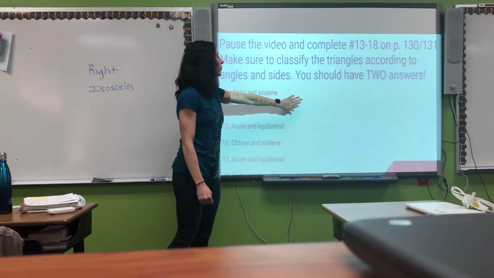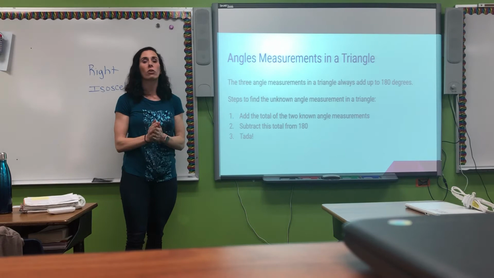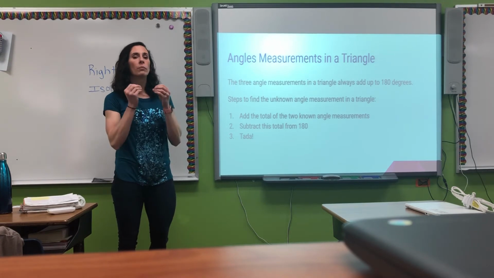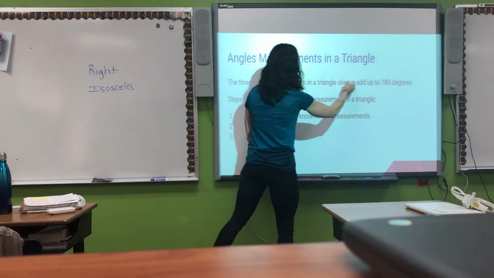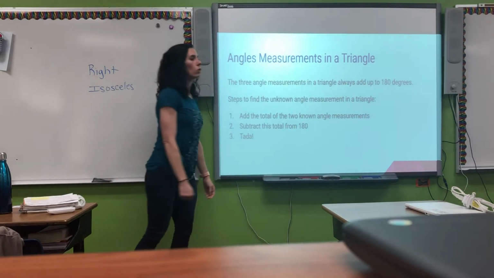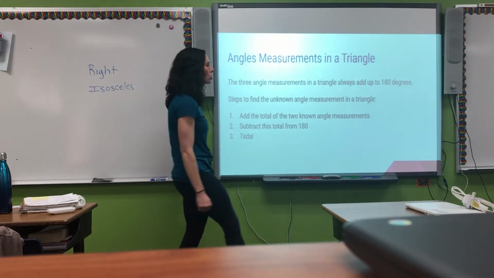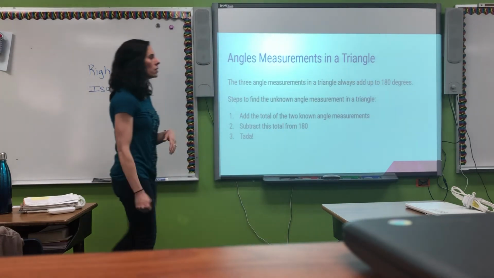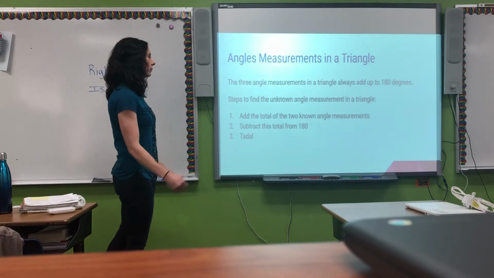All right, the next part of what we're going to do today is the angle measurements in a triangle. Here's the really important thing you have to have in your notes. You have to know this. If you add up all three angle measurements in a triangle, they will always 100% of the time add up to 180 degrees, which is why I was saying earlier that you can't have more than one obtuse angle or more than one right angle.